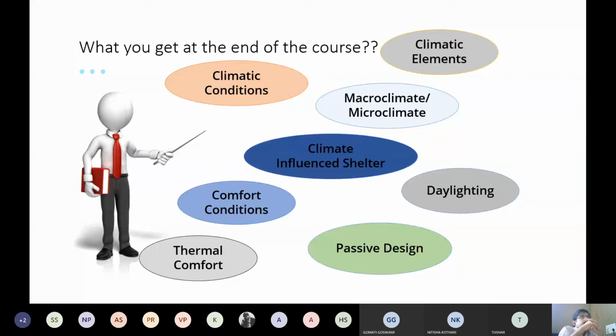Yes? So, dynamic views of nature. Okay. Other than that, daylight. Okay. Sir, daylight तो thermal में ही आ जाएगा ना? Yes, daylight. Why is daylight a part of thermal comfort?